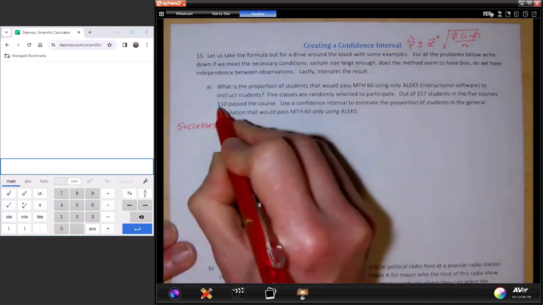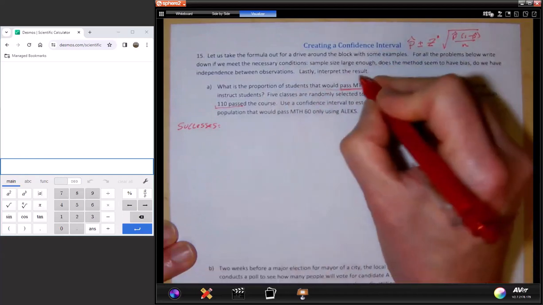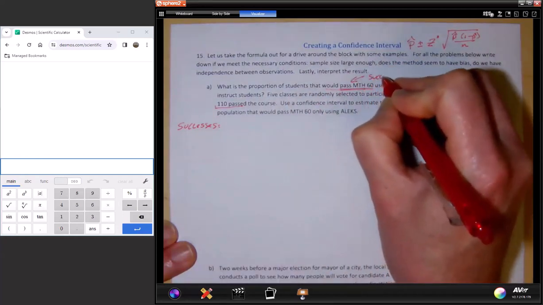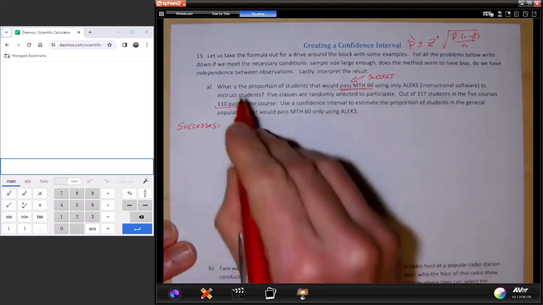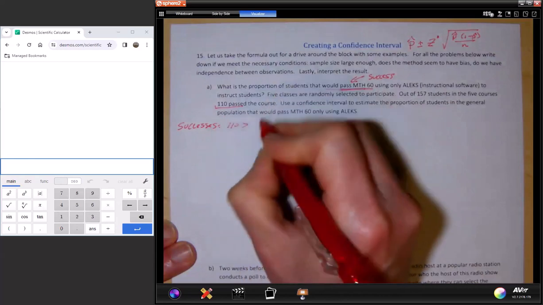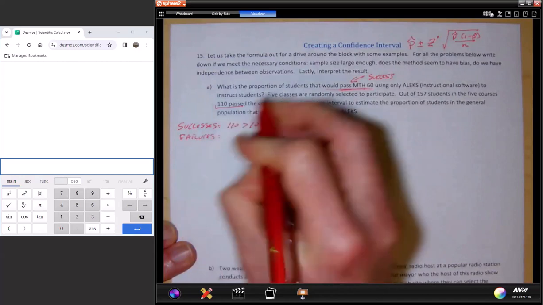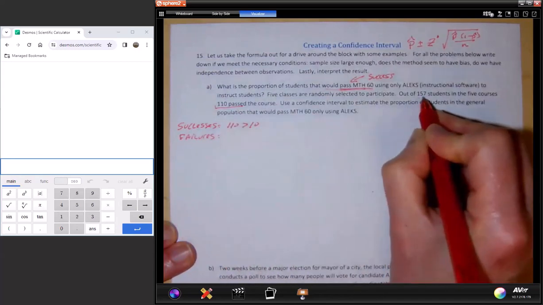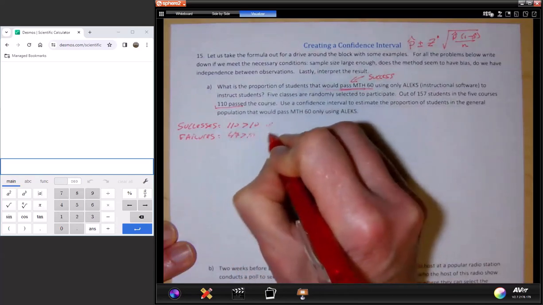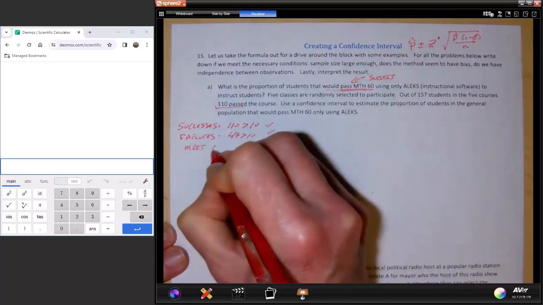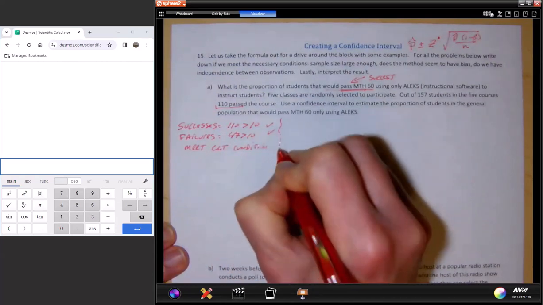And again, what is success here? What is the proportion of students that would pass? Okay, so passing Math 60 is success. In this case, out of 157 students, 110 passed. So I have 110 successes. Notice that's bigger than 10. Failures? Well, the rest of them have to be failures. So subtract 110 from 157, that's 47. So I got 47 failures. So yes, notice we meet the CLT condition. Step 1 accomplished.